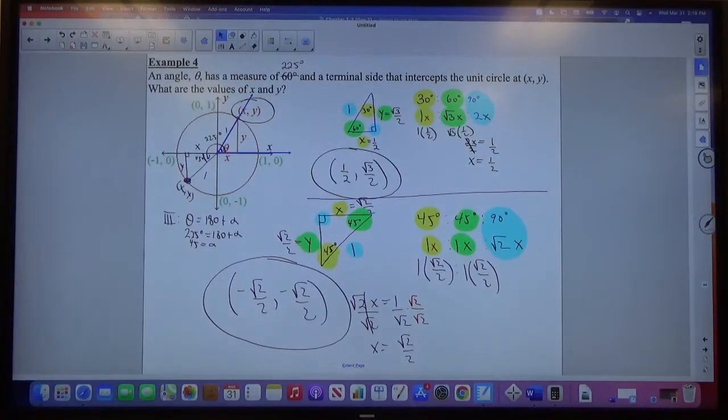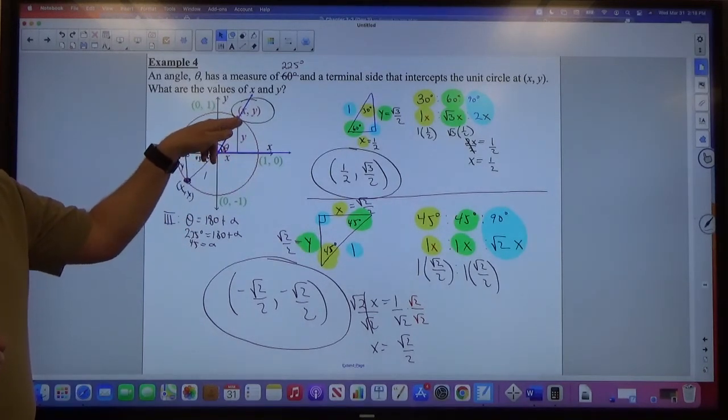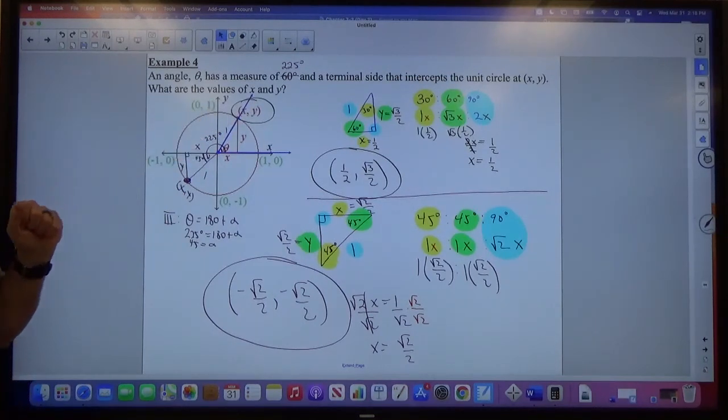Make sure you put the right signs to go the right direction. If you put positives there, you're going positive square root of 2 over 2, positive square root of 2 over 2, you end up right here instead of over there. You're going the right distances, just not the right directions. So that's the idea. To find an ordered pair on the unit circle, that's all you have to do.